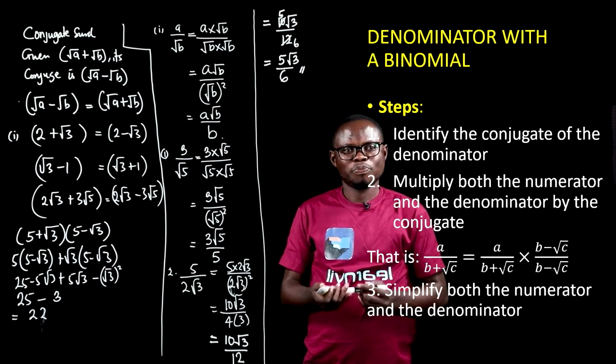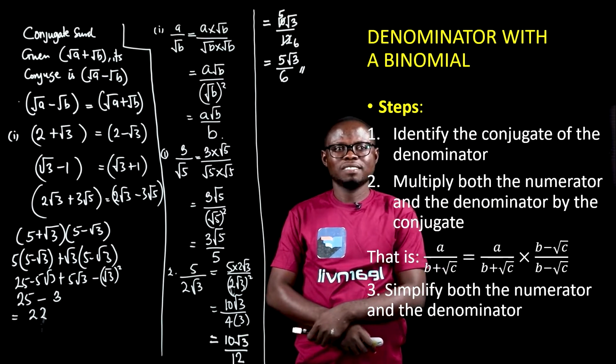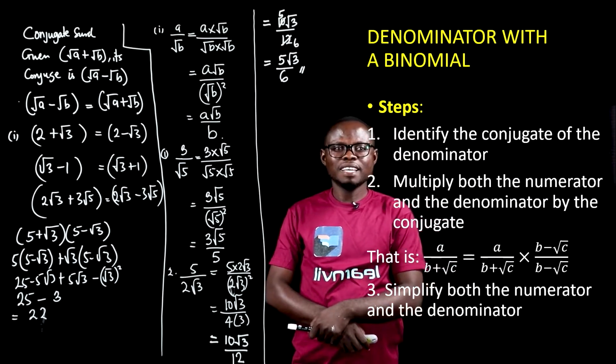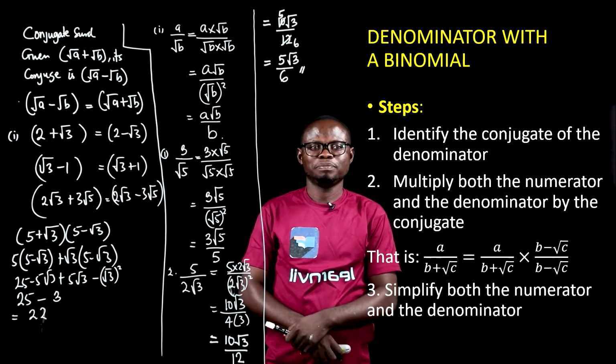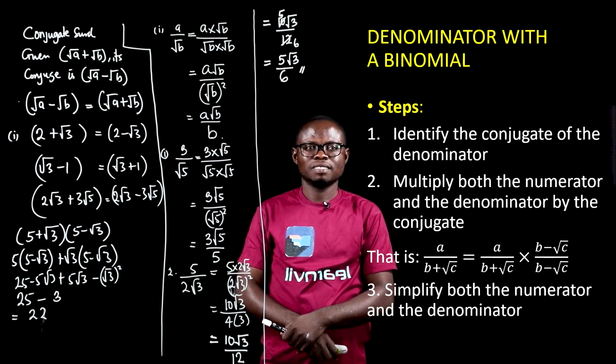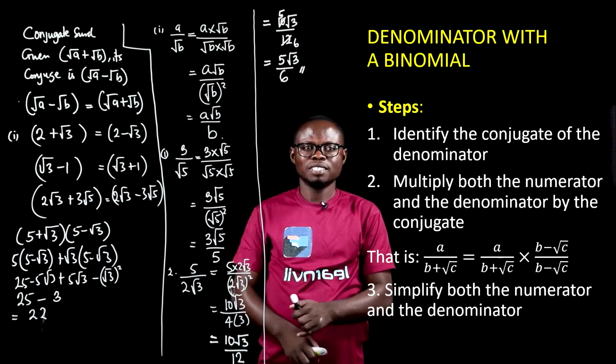Next, we look at when the denominator is a binomial. Let's look at a surd with a binomial denominator.